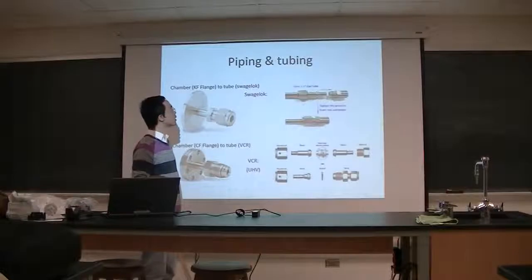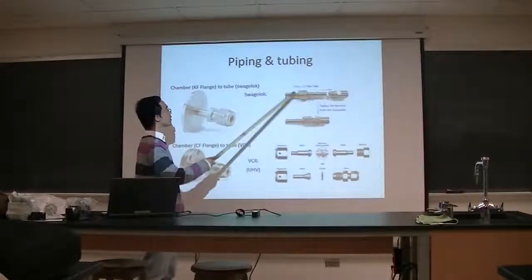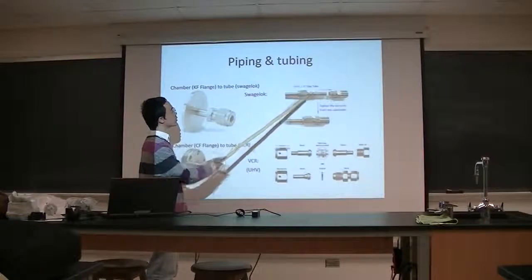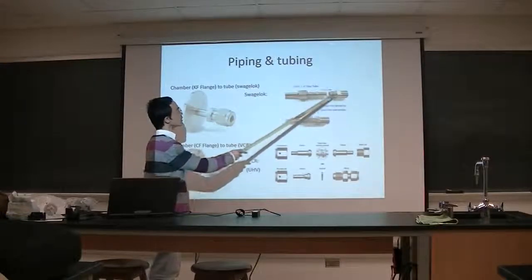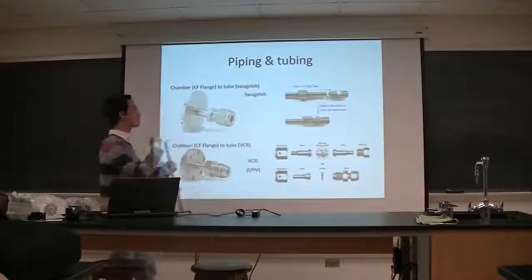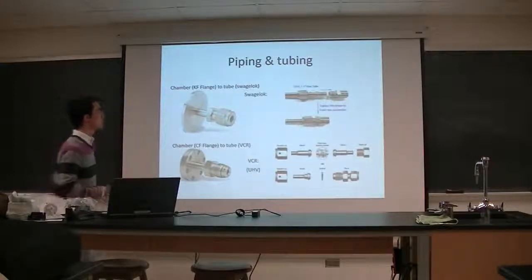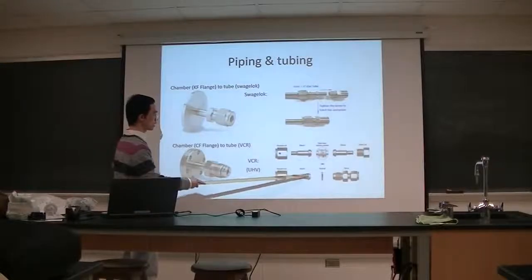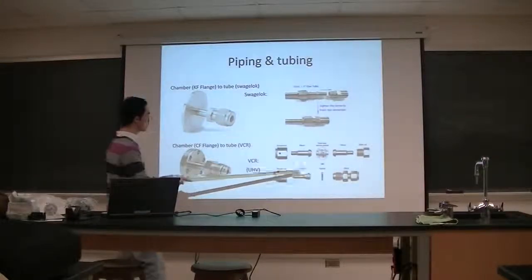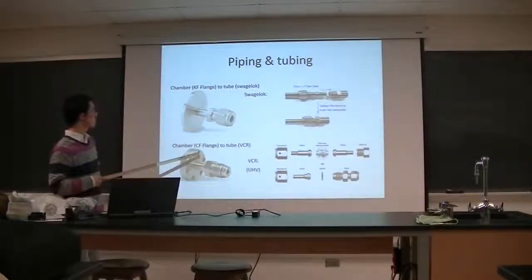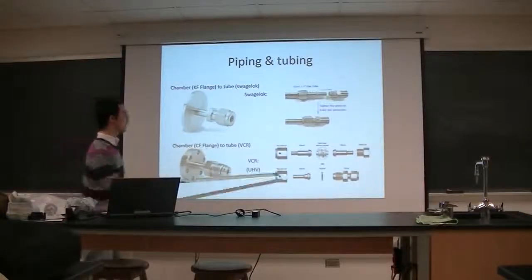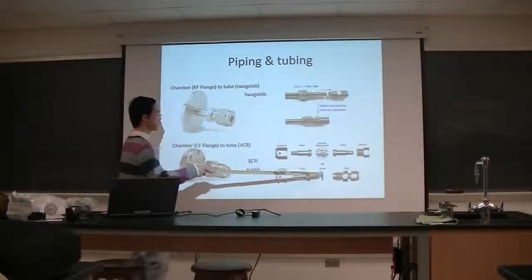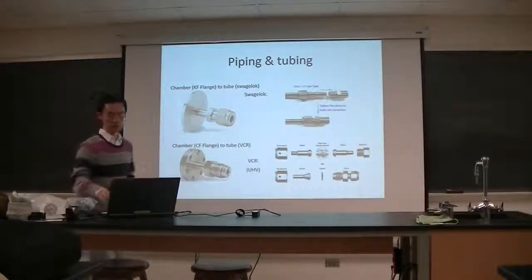For the Swagelok, basically you will have a tube, and then on the tube you have two ferrules, and then you just tighten them with wrenches. Here, for the VCR, the VCR is very similar to the CF flange. You have a gasket in between, and then just tighten these two parts together. Press the gasket.